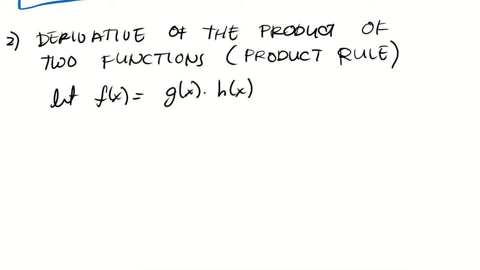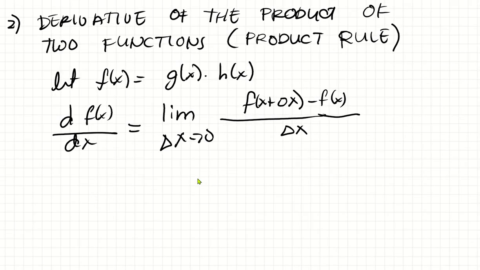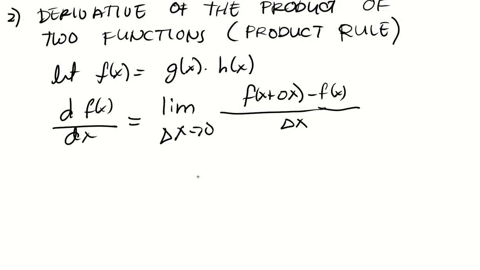And we want to determine the derivative of this one. So the derivative of f of x with respect to x will be equal to, again, the definition: the limit as delta x approaches 0 of f of x plus delta x minus f of x, all over delta x. So we need to find f of x plus delta x. So what is f of x plus delta x? We base it on f of x, so we just change all the values of x into x plus delta x.